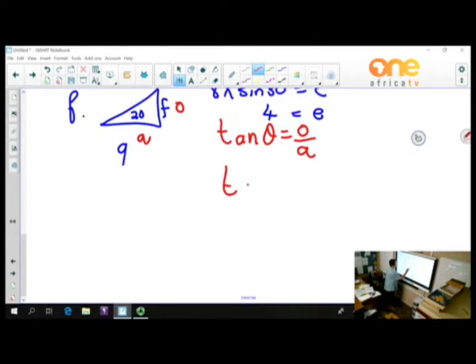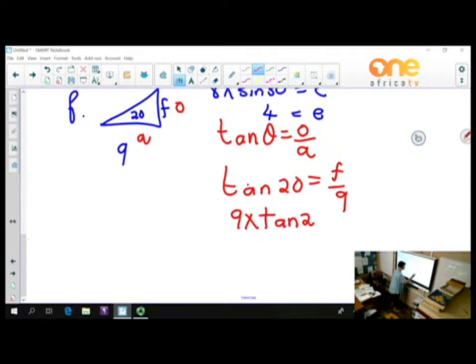Substitute, so tan 20 is equal to f over 9. Which method? Top times. 9 times tan 20. Use your calculator to get that. 9 times tan 20 is equal to 3.28.